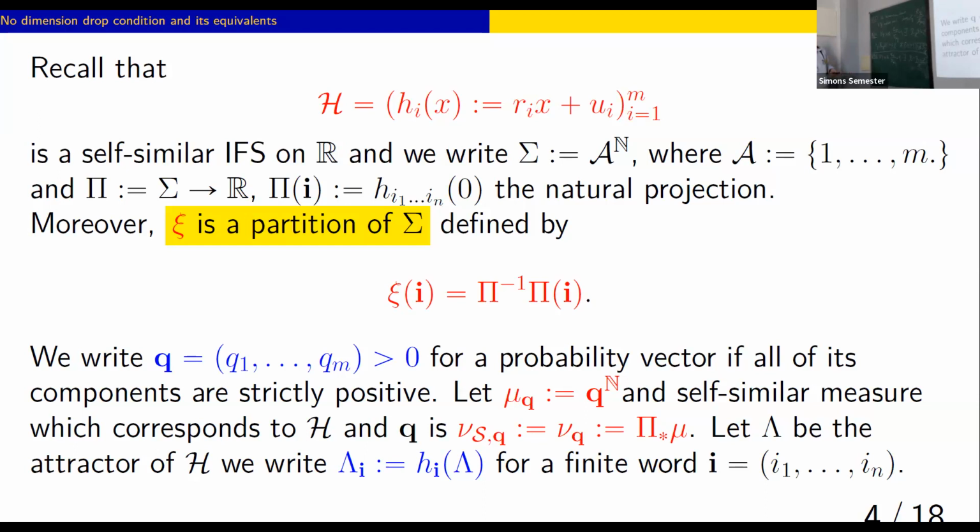So we apply H_i, and i is a finite word, just like this. Now i is a finite word. And when I say H_i, it means the consecutive application of H_{i_1} composed through H_{i_n}. And then this is the cylinder, the part of the attractor, which is presented in this way.